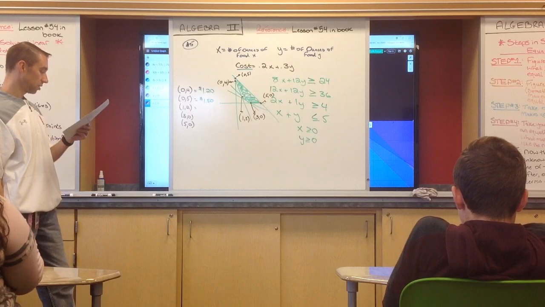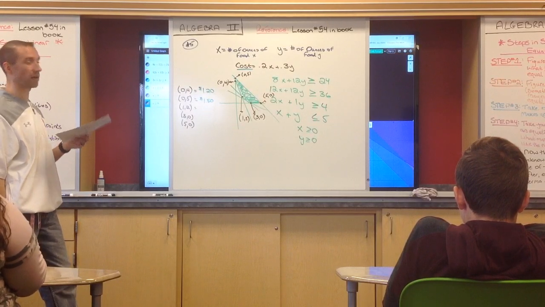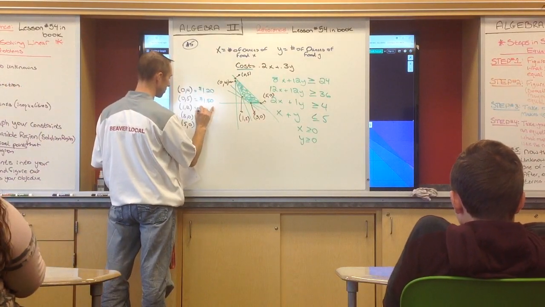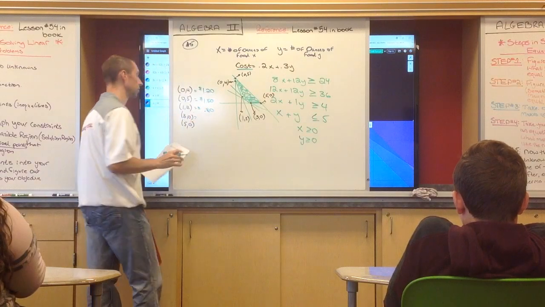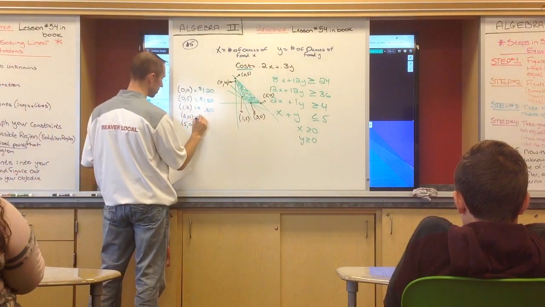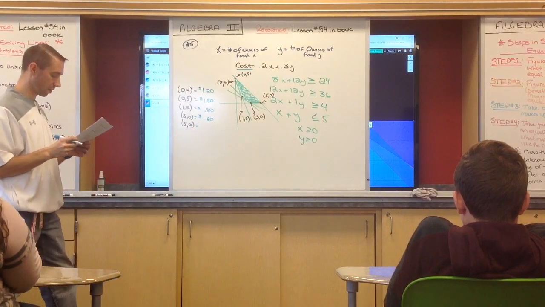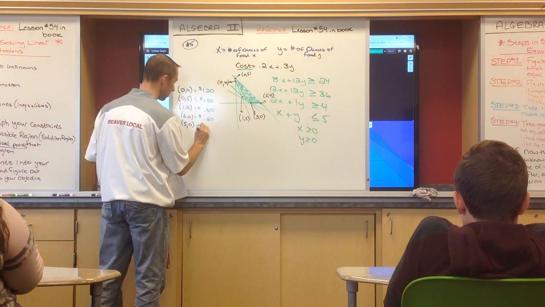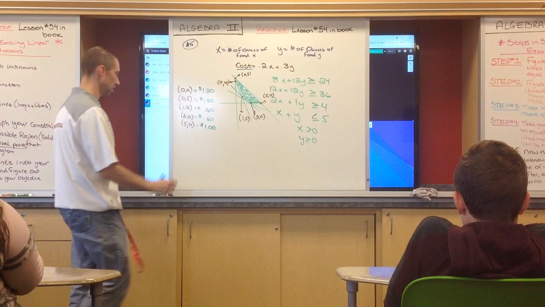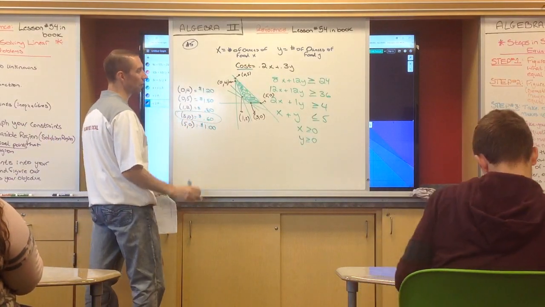What about 1 ounce of X, 2 ounces of Y? 80 cents. What about 3 ounces of X, 0 ounces of Y? 60 cents. And what about 5 ounces of X, 0 ounces of Y? What is the optimal blend? Right here. 3 ounces of X, 0 ounces of Y.